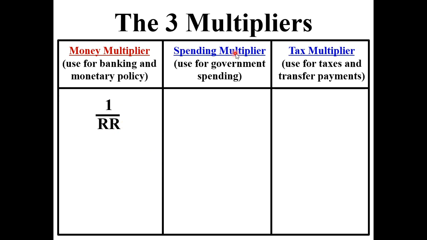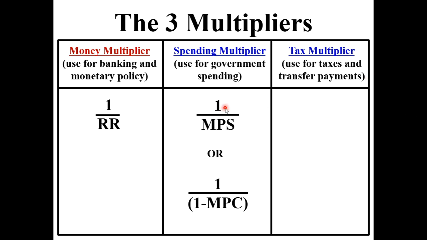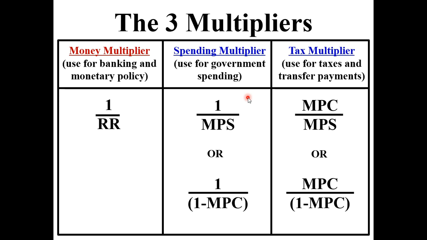These other two, the spending multiplier and the tax multiplier, you use for fiscal policy. If the question is about government spending, you use the spending multiplier, which again is 1 over the marginal propensity to save, or 1 over 1 minus the marginal propensity to consume. So if government spending goes up by $5 billion, you need to take into account this multiplier, and here's the formula. It'll give you a number; multiply the spending by that number, and that will tell you how much the economy actually grew.